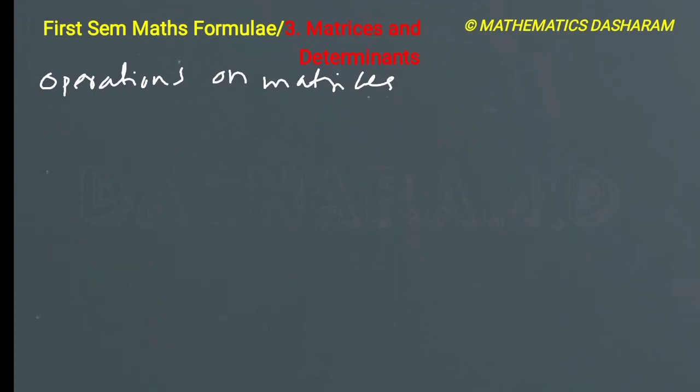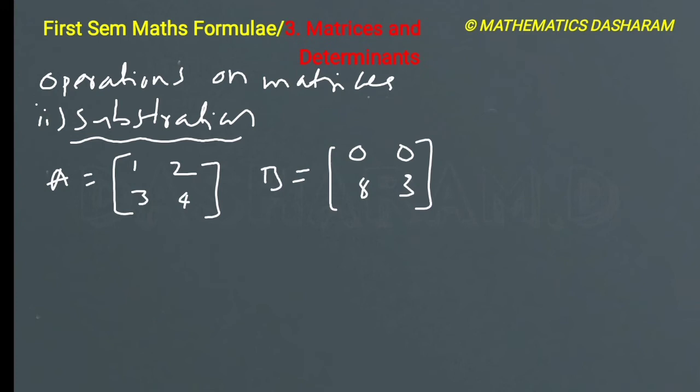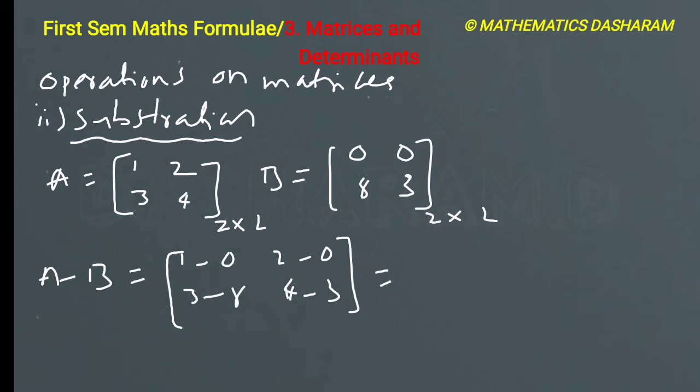The second operation is subtraction. Let two matrices A and B have the same order. A matrix order is 2 by 2, B matrix order is also 2 by 2, then subtraction is possible. Subtract the corresponding elements: 1 minus 0 is 1, 2 minus 0 is 2, 3 minus 8 is minus 5, 4 minus 3 is 1. Its order is also the same, 2 by 2.